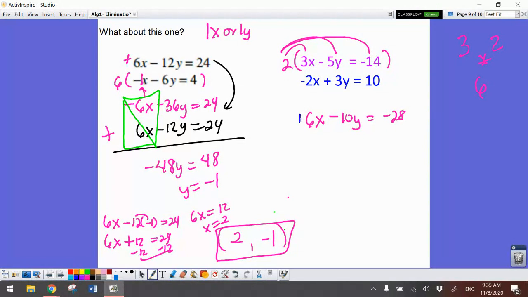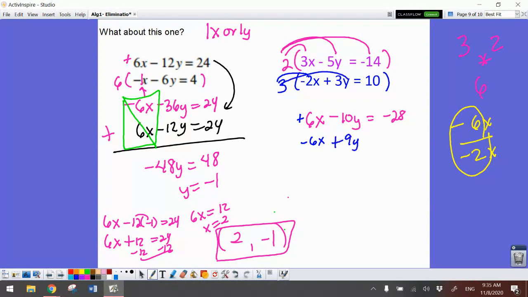Okay, so if that's a positive 6x, I know I need a negative 6x on this bottom one. So if I already have a -2, what am I going to need to get a negative 6x? Well, this is going to be division, okay? When you're trying to figure this out, if I need a negative 6x and I already have a -2, what is -6 divided by -2? That's a 3. So 3 times negative 2 is negative 6. 3 times 3 is 9. And 3 times 10 is 30. Okay, so there's my additive inverses.